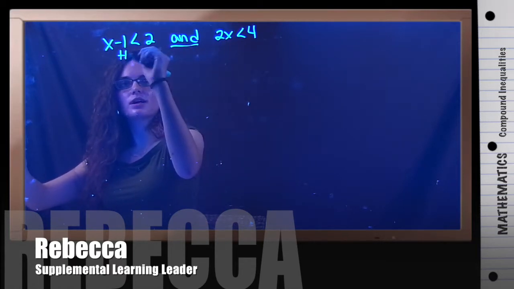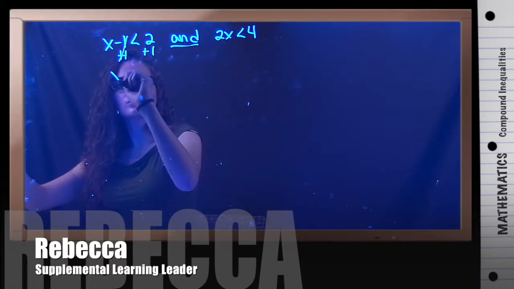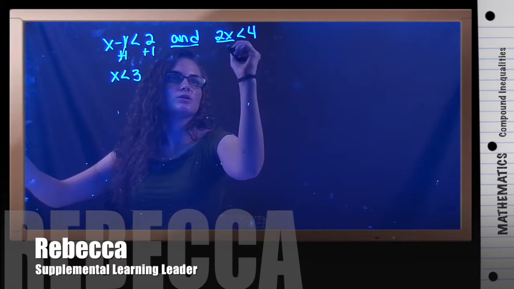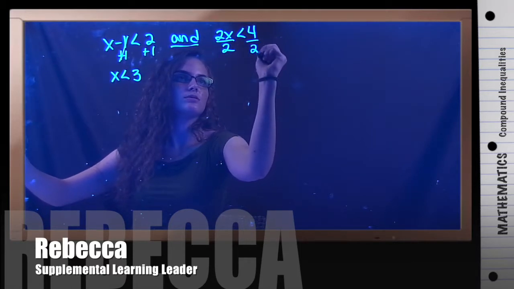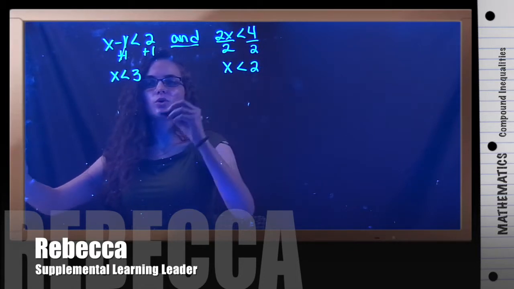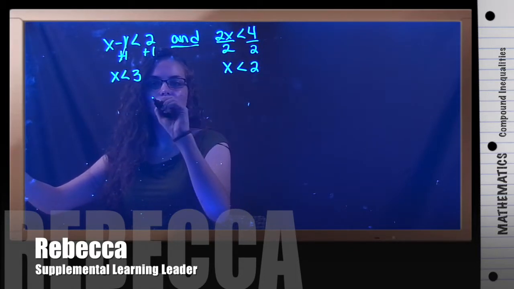So for this one, I'm just going to add 1 to both sides. We get x is less than 3. And then on this one, I divide by 2 and get x is less than 2. So now we have to graph it on a number line.